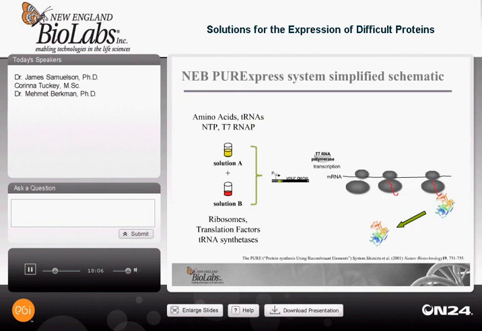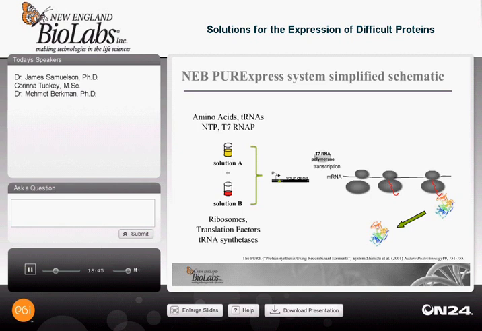My next slide shows a simplified schematic of the NEB PURExpress system. What I want to point out here is that it's very easy to use. If you look on the left-hand side of the slide, you can see that it essentially consists of two solutions, solution A and solution B. These solutions contain amino acids, tRNAs, NTPs, T7 RNA polymerase, ribosomes, translation factors, and tRNA synthetases, just to name a few items that have been reconstituted into our system.